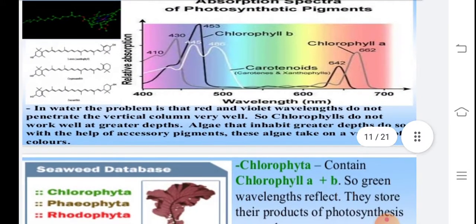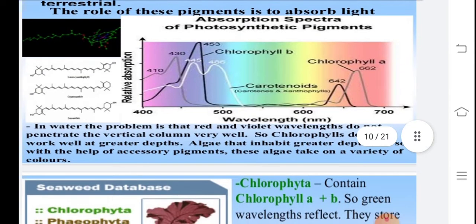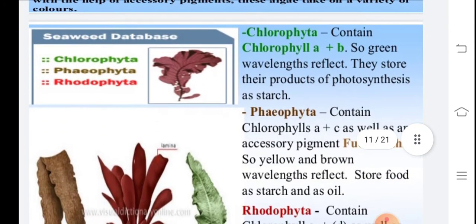You see different spectra with different wavelengths of the light. So it is showing from 400 up to 700. These are the ultraviolet rays, and they show the vertical distribution in nature. So the map is showing like this. Generally the seaweeds are from the Chlorophyta, Phaeophyta and the Rhodophyta: green algae, brown algae and red algae.